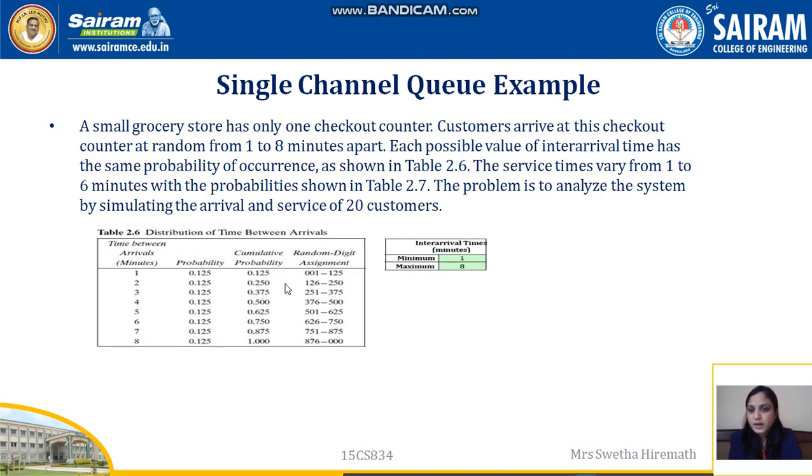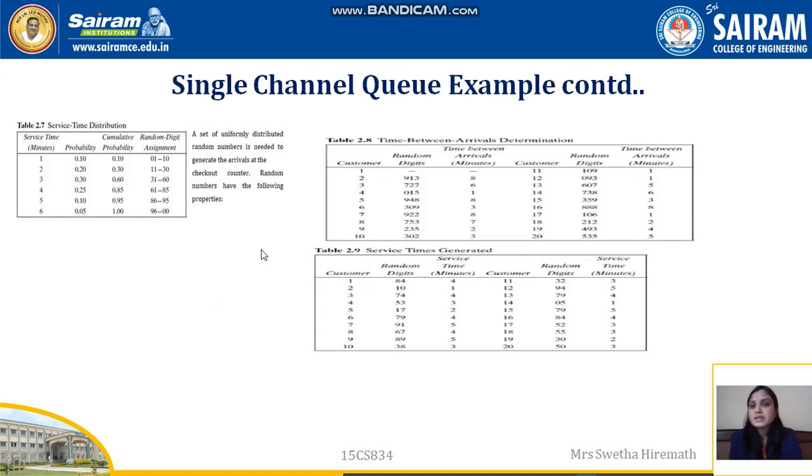Similarly, as we calculated the cumulative probability and the random digit assignment for the time between arrivals, the same thing we will do here for the service time distribution. The cumulative probability will be the addition of consecutive probability values. So 0.10 plus 0.20 gives 0.30. Similarly 0.30 plus 0.30 gives 0.60. Then it continues, and at last we get 1.00, which tells us that whatever we have assumed is correct.